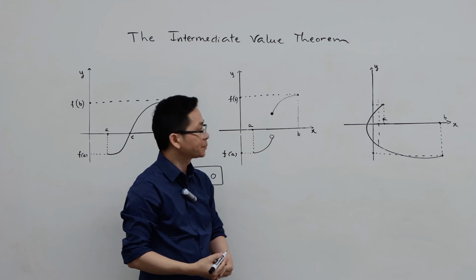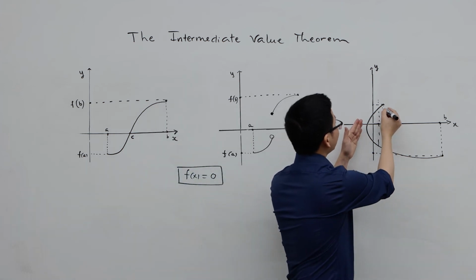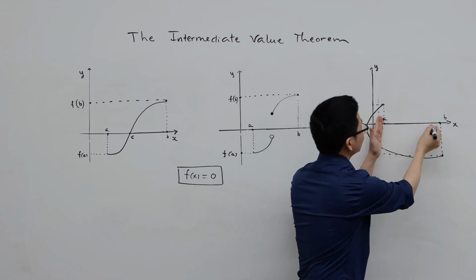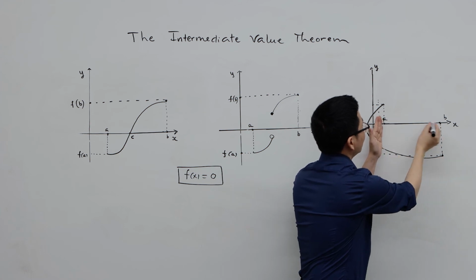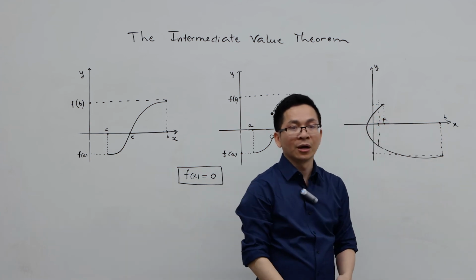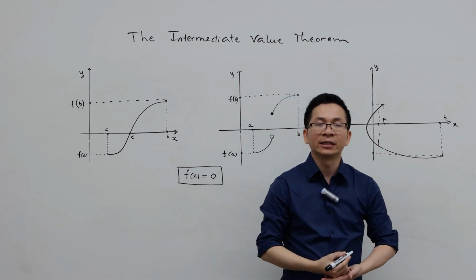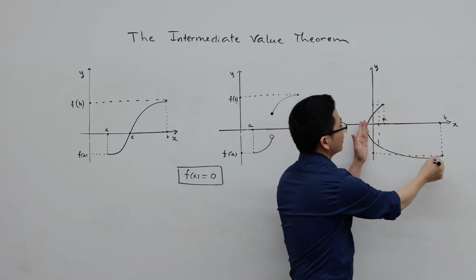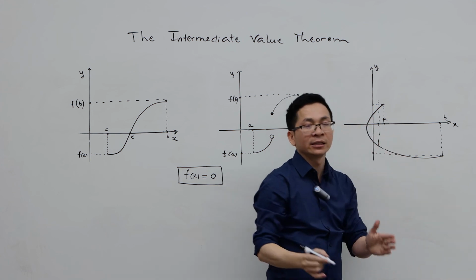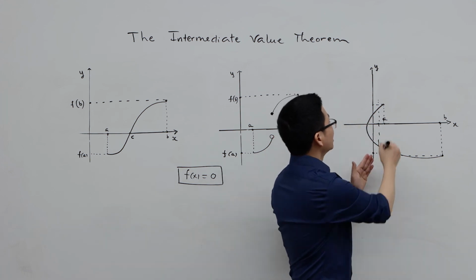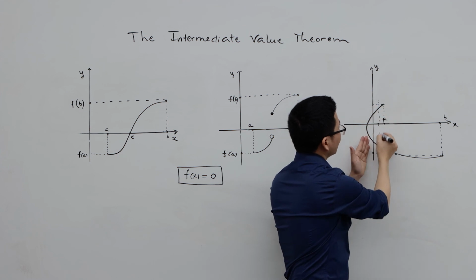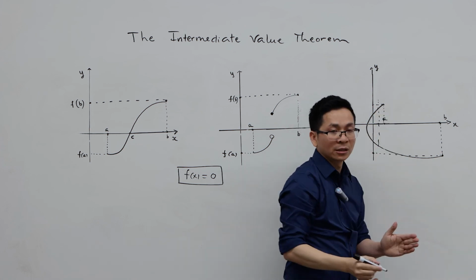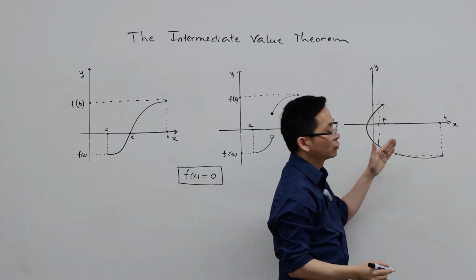In the third figure here, we can draw this curve without lifting your pen up, but this curve doesn't meet the x-axis at any point in the interval ab. However, this doesn't violate the intermediate value theorem either. The reason is that this is not a graph of a function because it violates the vertical line test. If you draw a vertical line going through this point, then this vertical line meets this curve at two different points, and therefore this is not a graph of a function.